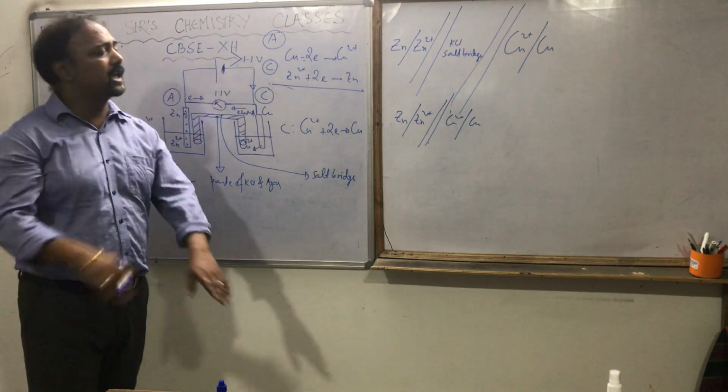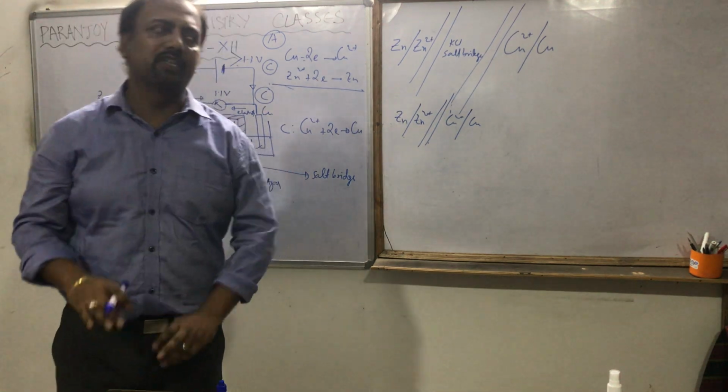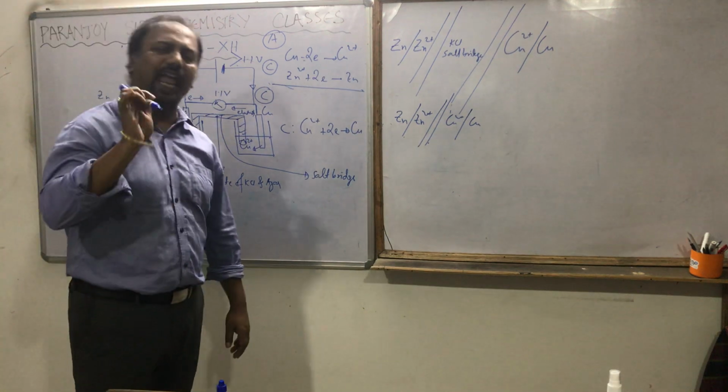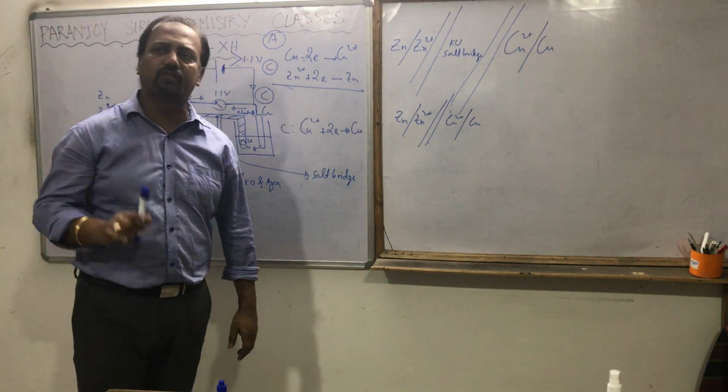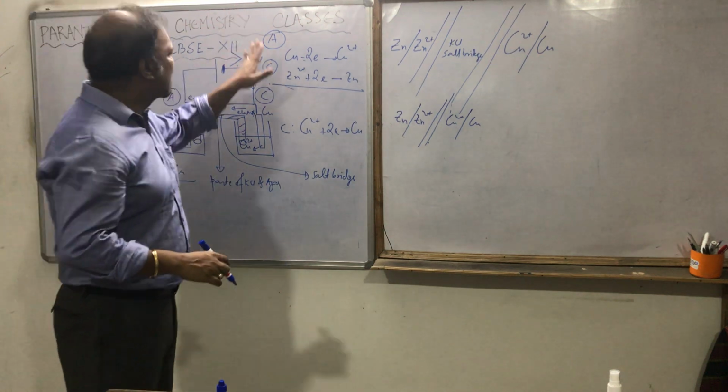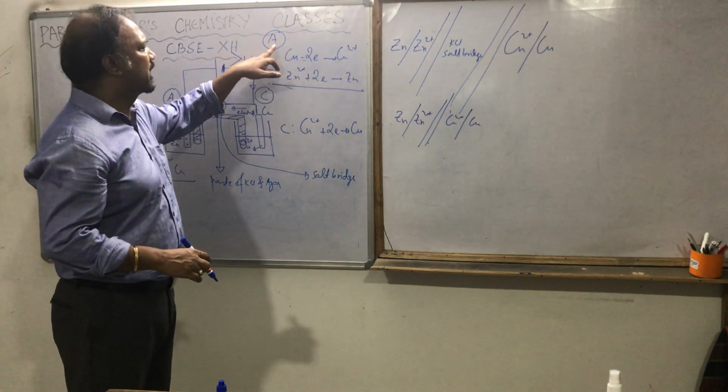Why are you telling this? There is nothing like that. In physics it is different, in chemistry it is different. Anode means where the oxidation takes place. Cathode means where the reduction takes place. In this particular case, the anode is this one.